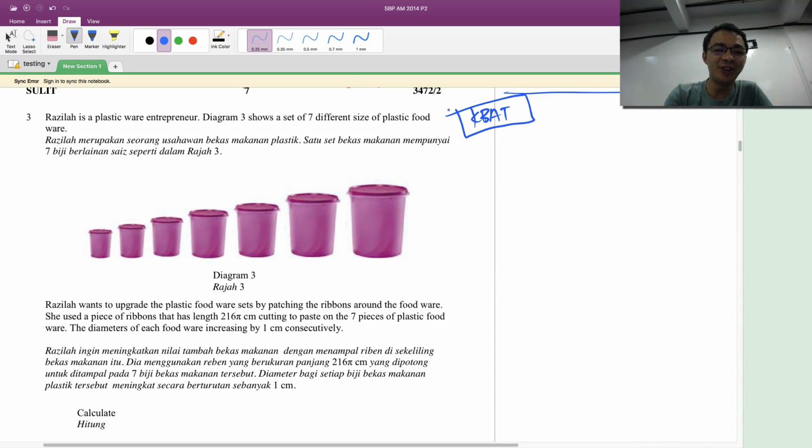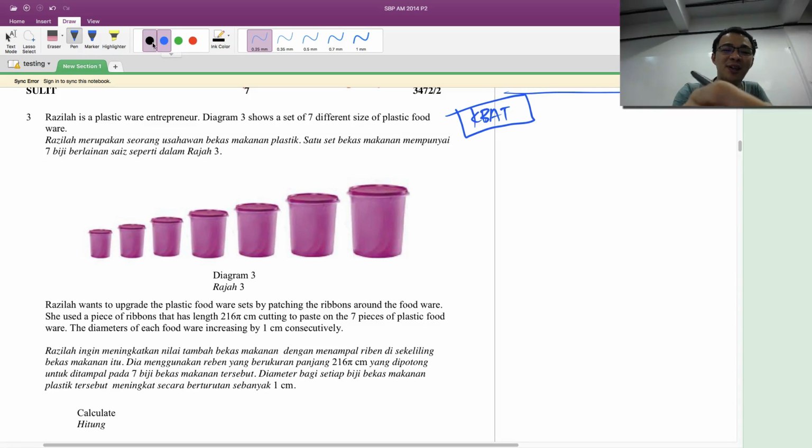Rizala is a plastic footwear entrepreneur. Diagram 3 shows a set of 7 sizes of plastic footwear. Rizala wants to upgrade the plastic footwear set by attaching a ribbon around the footwear. She used a piece of ribbon that has a length of 216 pi and cut it into 7 pieces for the plastic footwear. The diameter of each footwear increases by 1 centimeter consecutively.